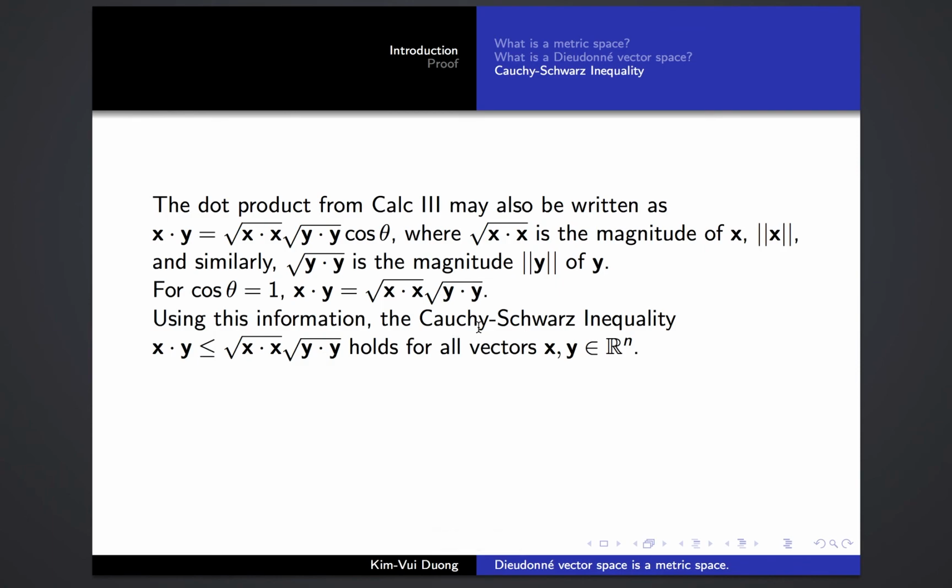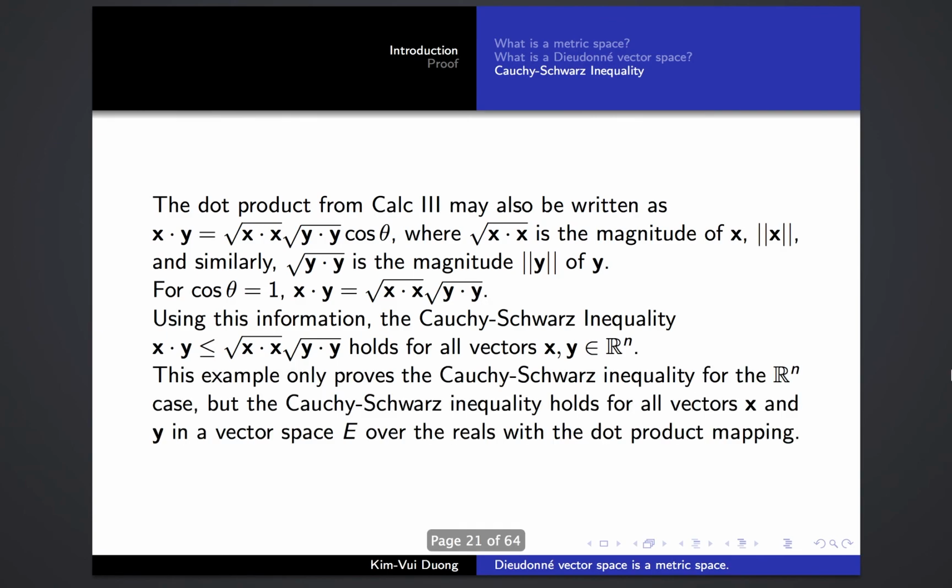Using this, the Cauchy-Schwarz inequality proves that x dot y is less than or equal to the magnitude of x times the magnitude of y, and it holds for all vectors in R^n. This particular example only proves that the inequality holds for R^n, but the inequality actually holds for all vectors x and y in a vector space over the reals with a dot product mapping.